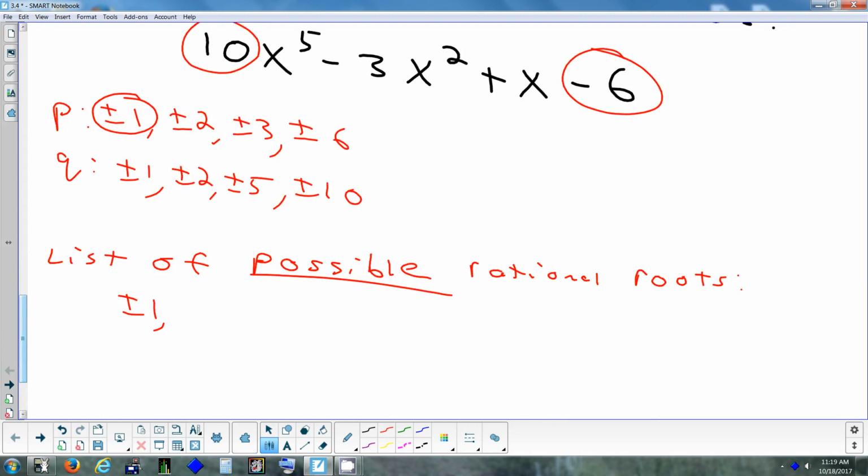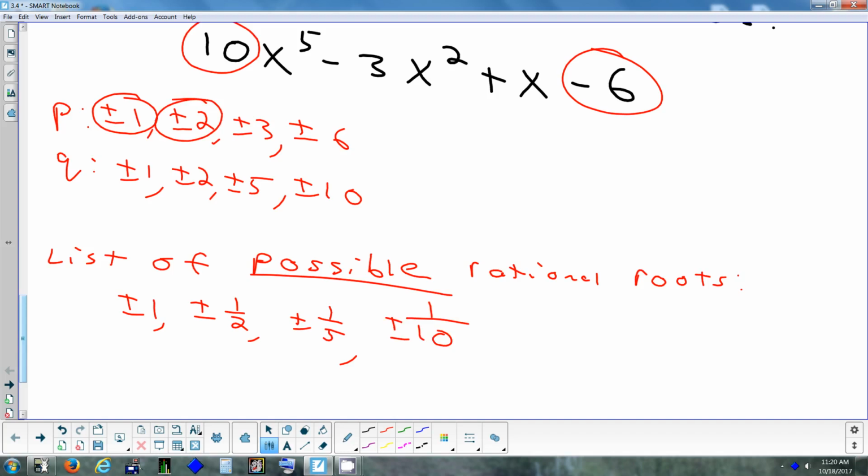1 divided by 2. Okay, that's the next one. And again, these can all be positive or negative, but I'm not going to say that every time. 1 over 5. 1 over 10. So those are all the different possibilities with 1 in the top. Now we'll go to the next one. Let's do all the possibilities with 2 in the top.